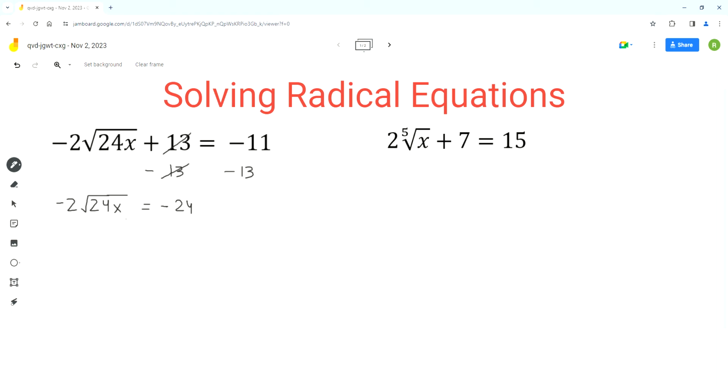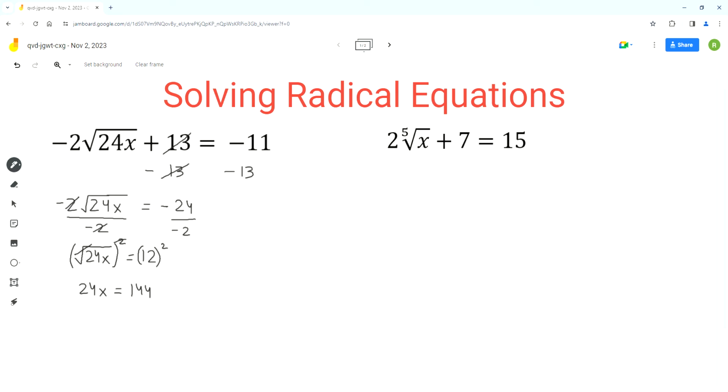Now we have to get rid of this -2 on the left side. So for that we'll have to divide both sides by -2. So the -2's on the left side cancel each other out and we get square root of 24x equals, now on the right side, we do -24 divided by -2, which is equal to +12. Now we have to get rid of the square root. So we'll have to square both sides of the equation. So on the left side, the square root and the square cancel each other out. So we get 24x equals, so 12 squared is equal to 144.